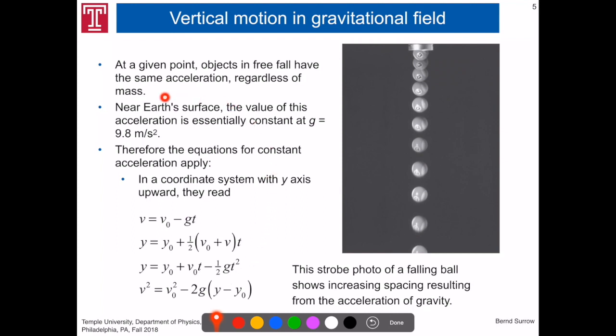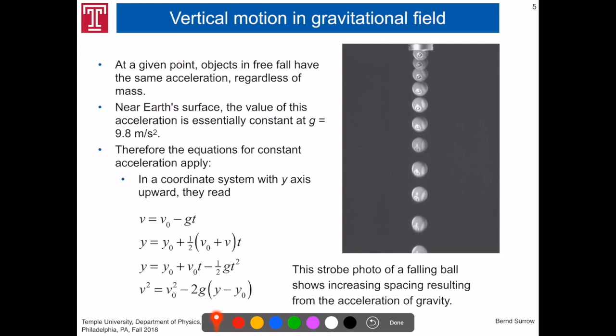So what I want you to take away from this discussion is that at any given point, objects in free fall have the same acceleration regardless of mass. And the other notion I want you to be aware of for the moment: I completely ignore the impact of air resistance. Now, near the Earth's surface, the value of this acceleration is essentially a constant, and we're taking this value to be g, 9.81 meters per second squared.